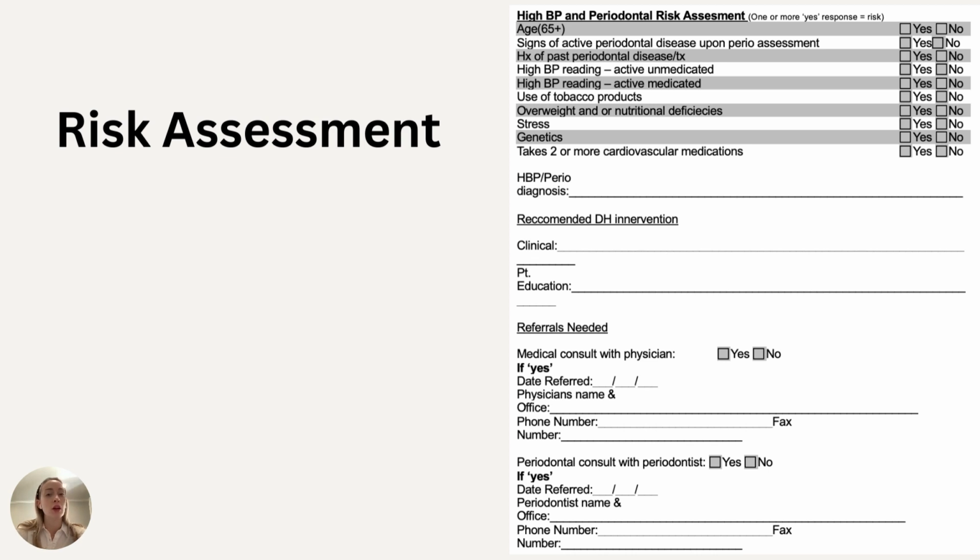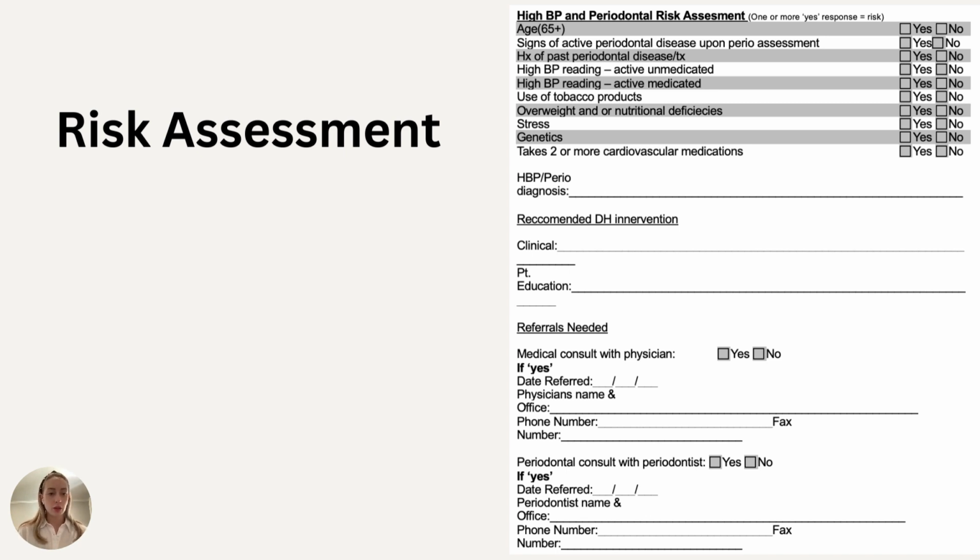This would be something that would be great to be included in new patient paperwork. So something kind of as a baseline to have the patient fill out and then keep on record. So this is the high blood pressure and periodontal risk assessment. So this is created hand in hand because they do coincide, and we know high blood pressure has effect on the periodontium, and the periodontium has effect on high blood pressure when periodontal pathogens are involved.